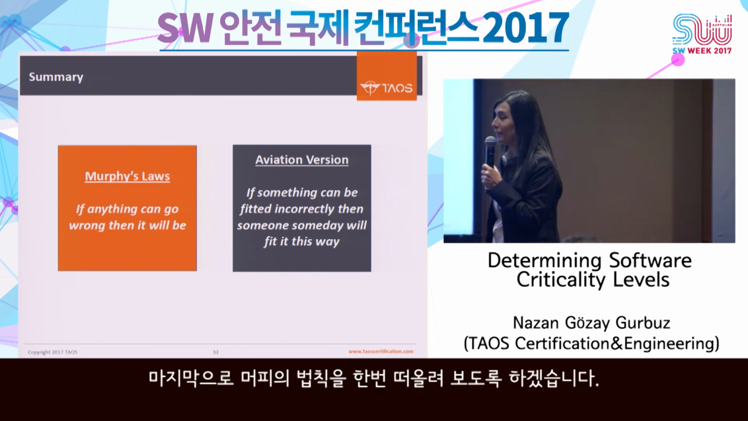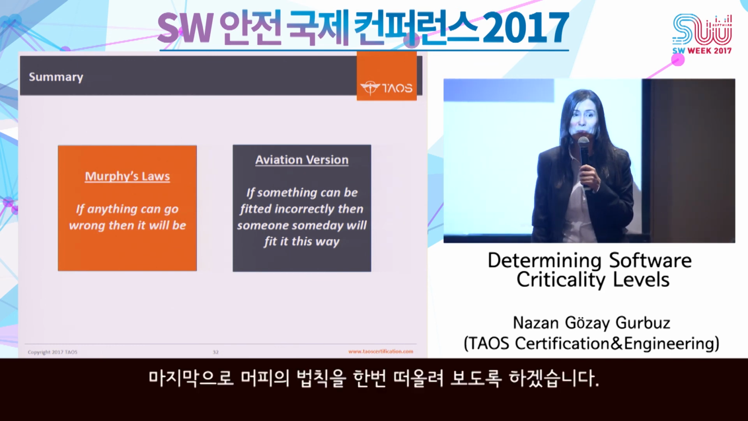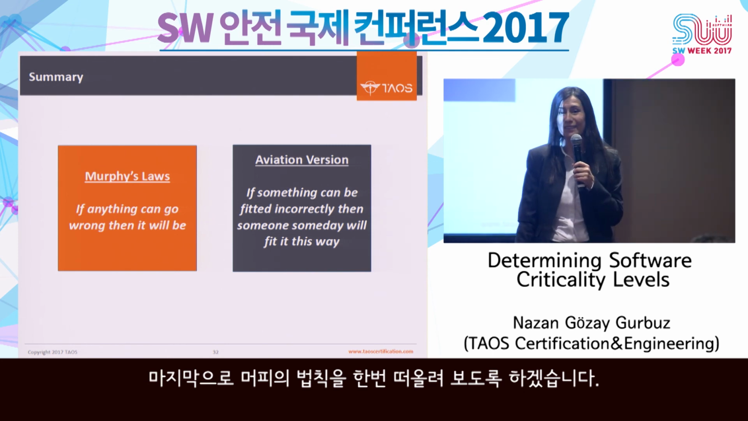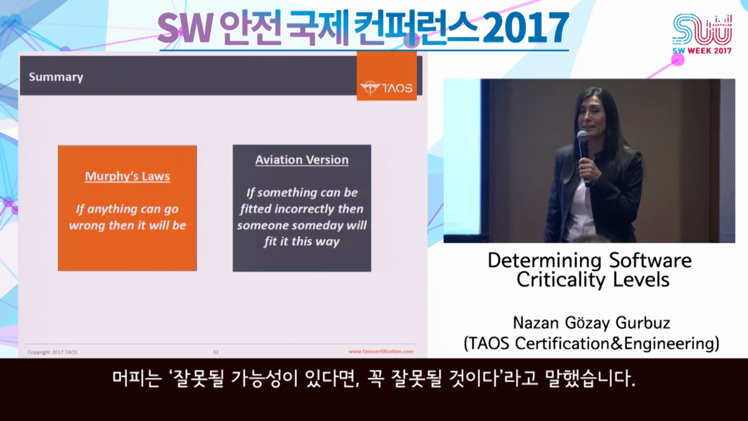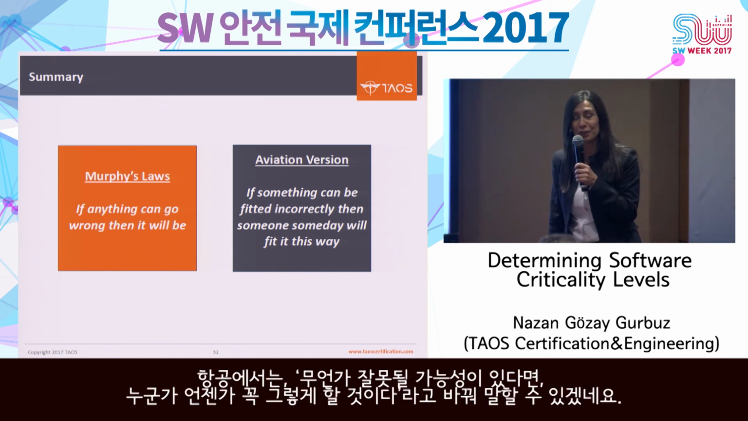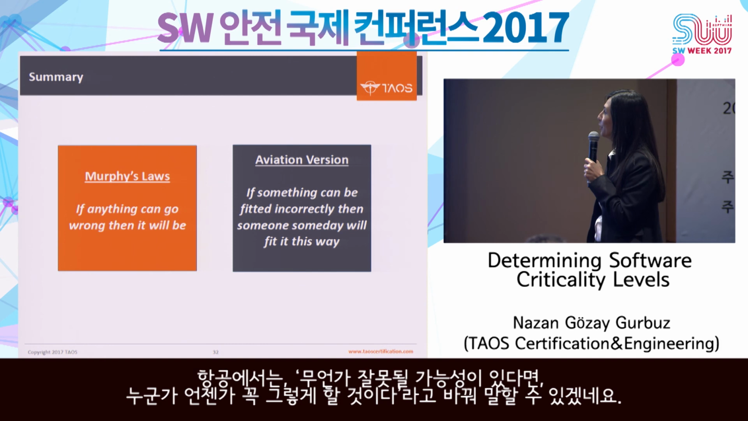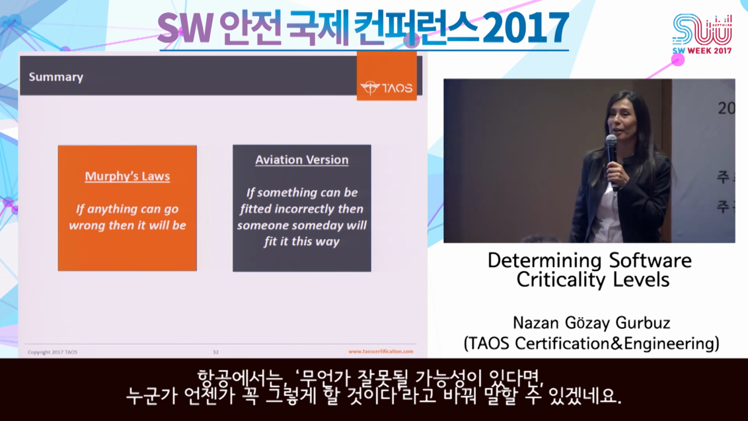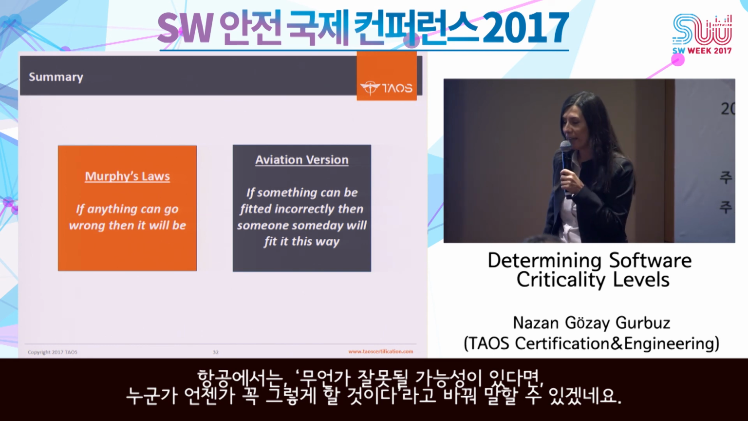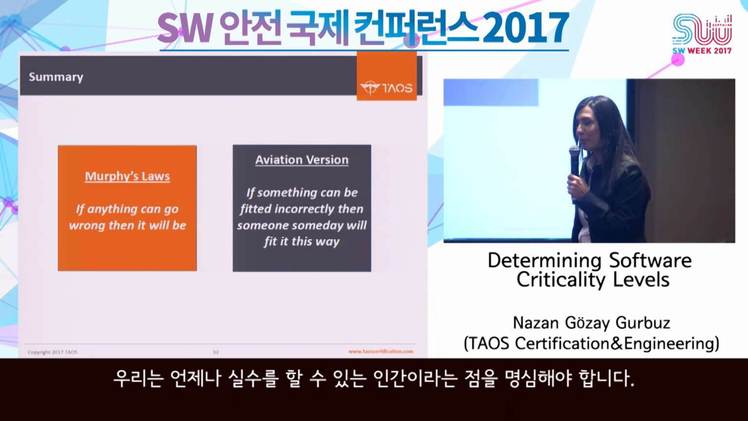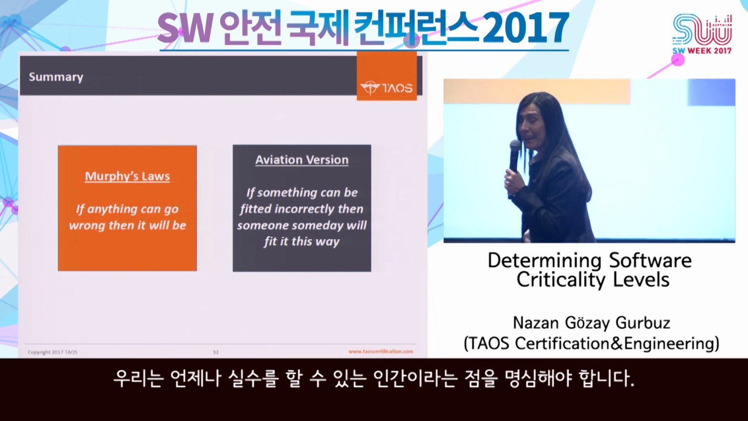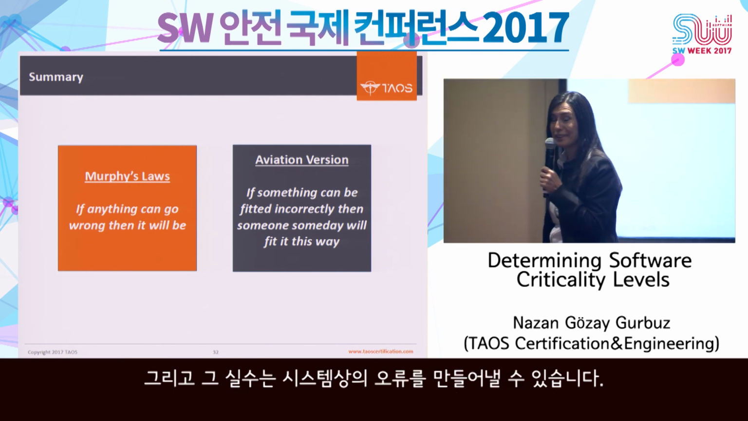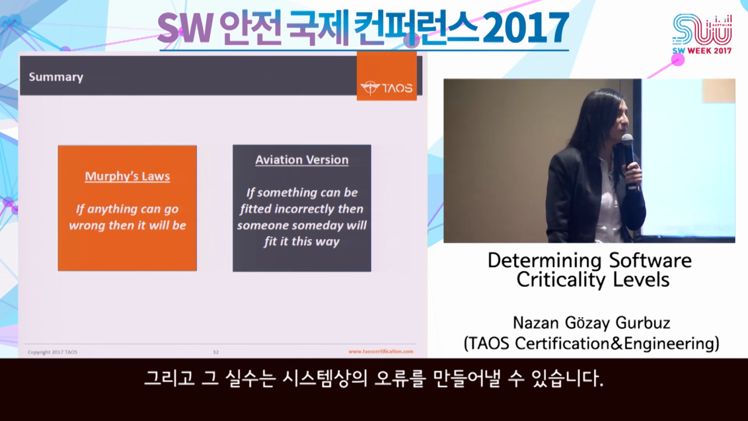So the last but not the least, I would like to remind you, Murphy is always right, isn't he? He says that if anything can go wrong, then it will. In the aviation version of that law, if something can be fitted incorrectly, then someone someday did it this way. So we need to be careful about the human factor. Humans make mistakes, and human mistakes are systematic errors that create systematic errors.